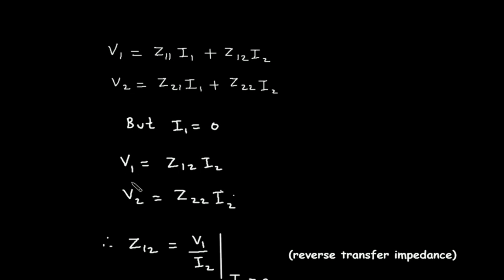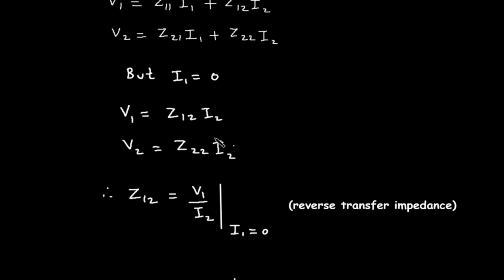So therefore V1 is equal to Z12 I2, and the Z11 I1 term will be 0. And for V2, this term will be 0 because I1 is 0. So what remains? V2 is equal to Z22 I2 only.